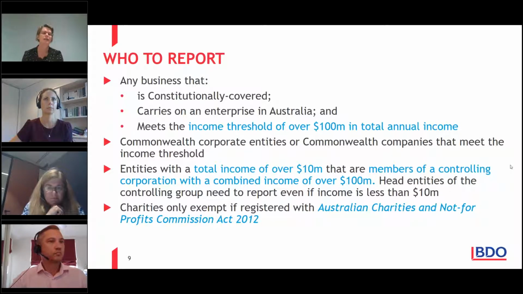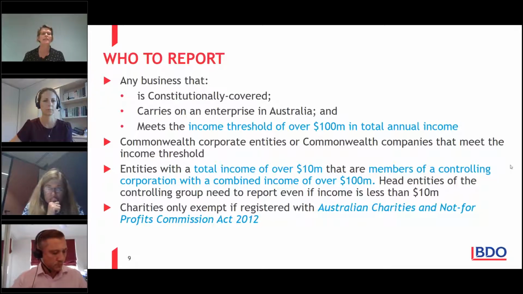Entities with a total income of over $10 million that are members of a controlling corporation that have a combined income of over $100 million. So you need to look at the whole group. And again, this is linked to the income tax legislation. So it pulls in the whole group that the business can be involved with. And then you look at that, if that whole group is over $100 million, then it's caught by the system. And then you need to look at the entities on an individual basis.